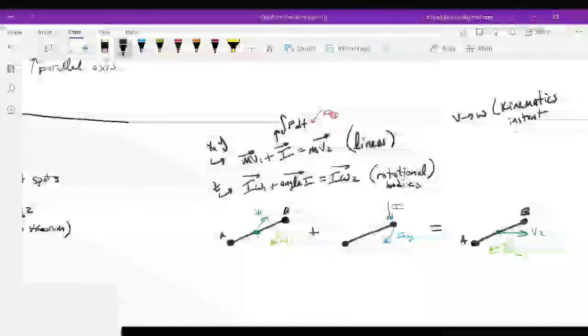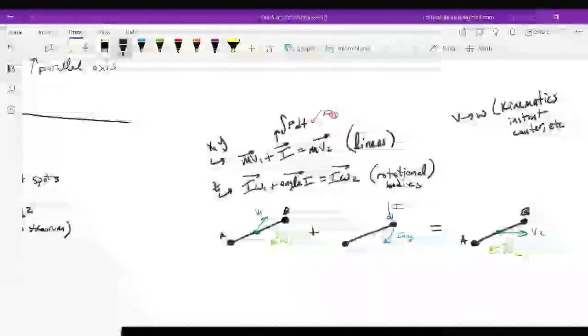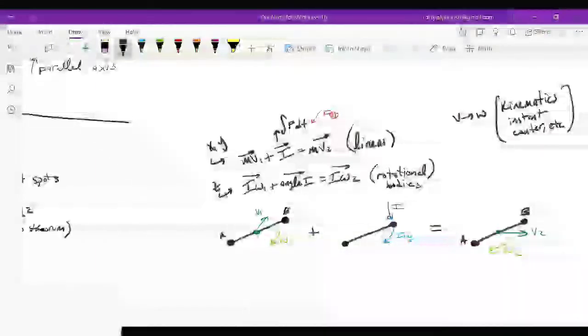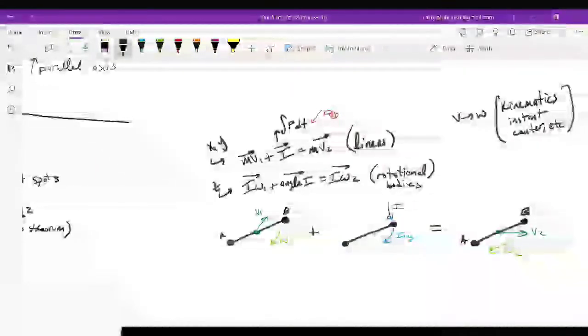Typically, we use the instant center. It's the quick one. Instant center and etc. because you can use a vector one. But you're going to do some sort of kinematics to figure it out. Okay? And that's going to be like a third piece of information. So this would be something like your first equation, your second equation, your third equation, if you would.